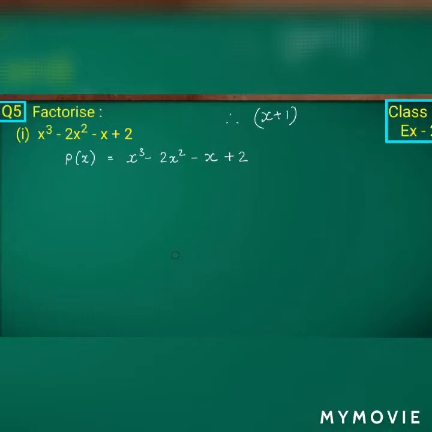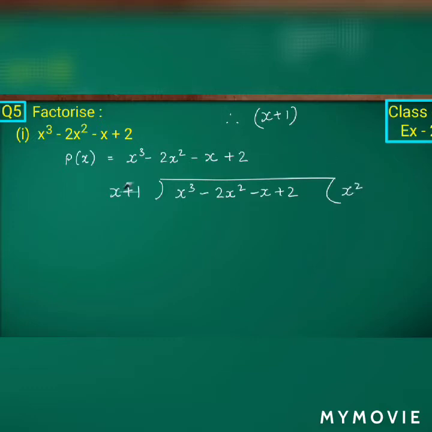Since this is a cubic equation, two more factors will be obtained, isn't it? So now we have to go for the long division method. Always keep in mind that for a quadratic equation we can easily find the factors, but for a cubic equation we have to go for the long division method. The only thing is we have to start with the remainder theorem and find the g of x. After that we go for the long division method.